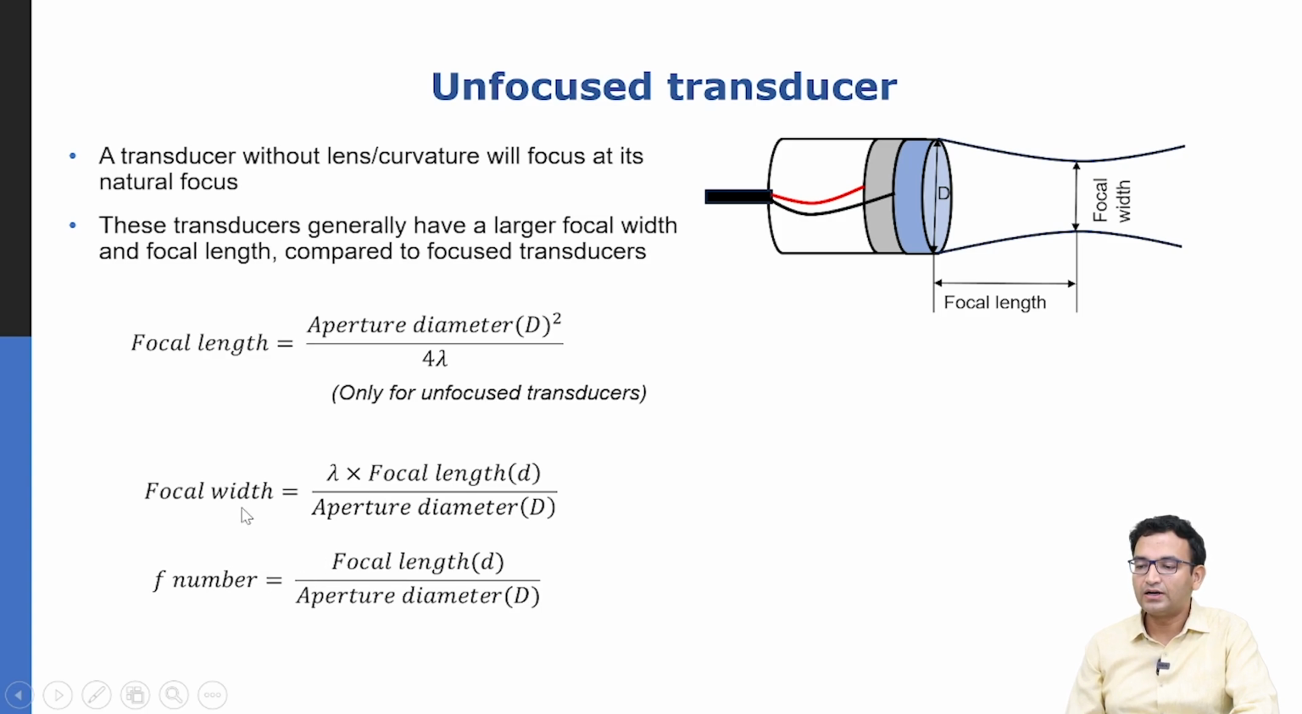So, there are other terminologies associated with transducers. One is the focal width, which can be calculated as lambda times focal length divided by aperture diameter, and then there is the f number, which represents the focal length divided by aperture diameter. If the f number is low, that means the transducer is sharply focused, and if the f number is high, that means the transducer is moderately focused.